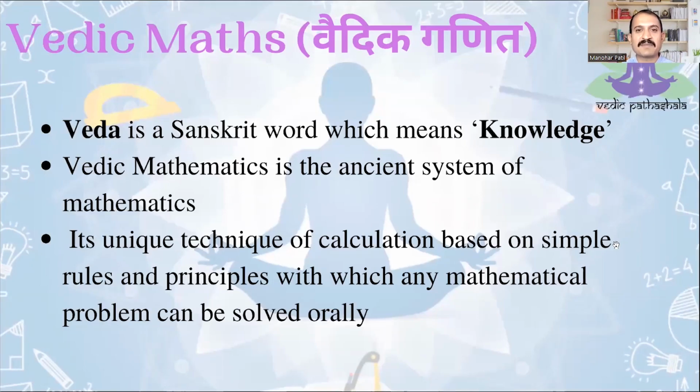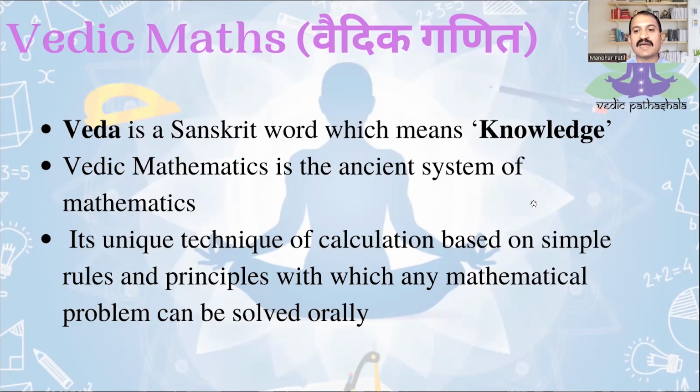So what is Vedic maths, or Vedic Ganit? The word Veda is a Sanskrit word which means knowledge. If you are a little bit aware, you know that there are 4 Vedas. Which are those? Rigveda, Yajurveda, Samaveda and Atharvaveda. This Vedic mathematics came from the last Veda, that is Atharvaveda. So what is Vedic mathematics?